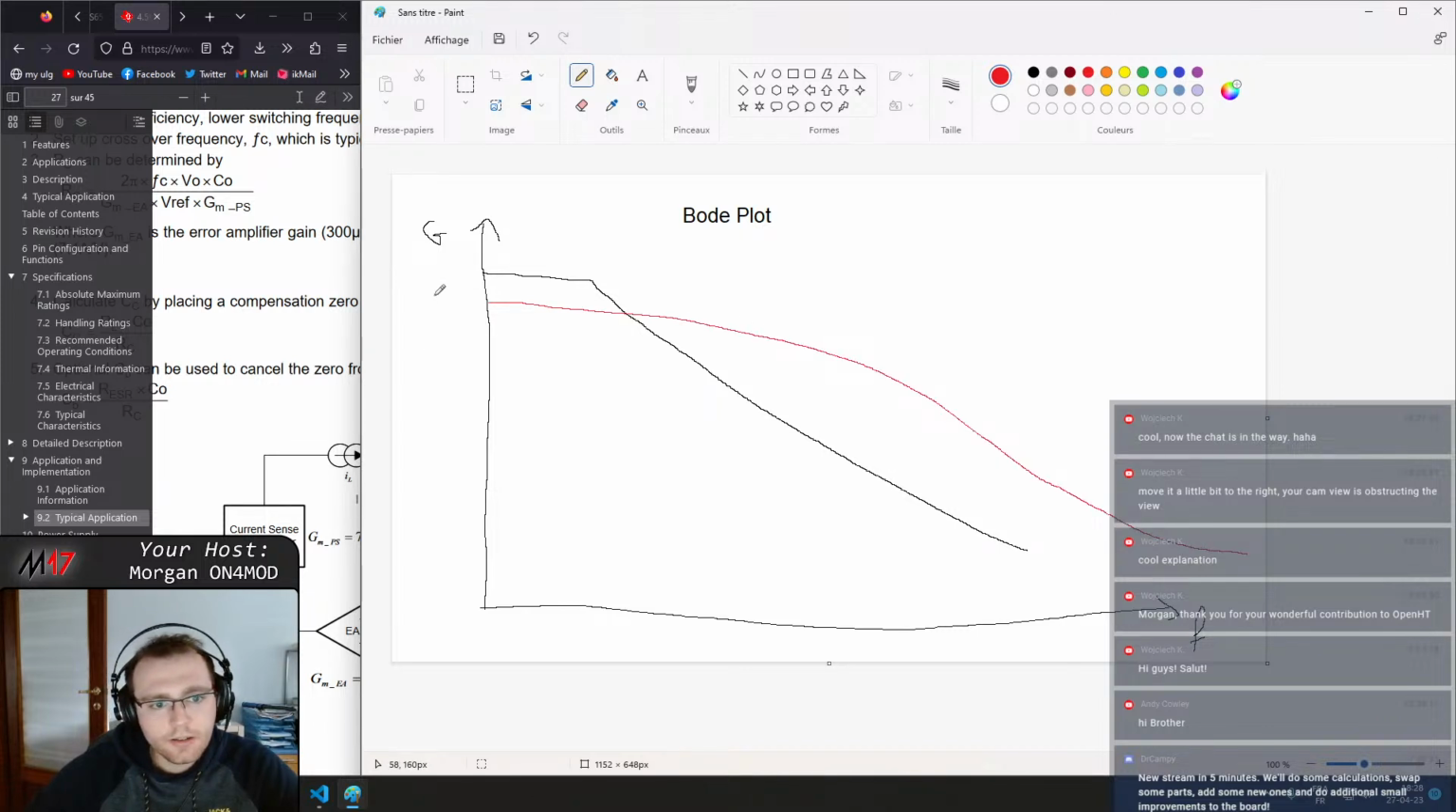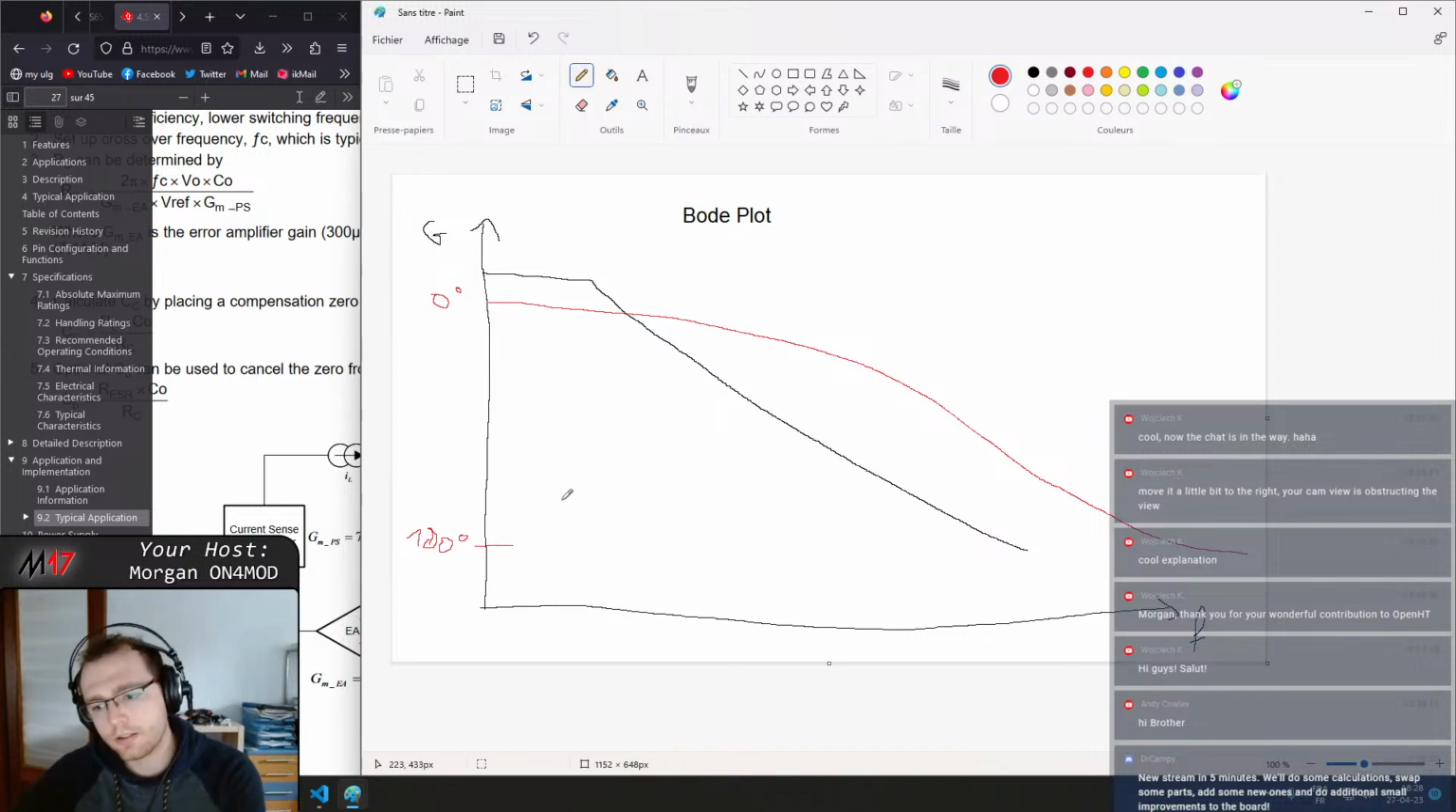So this is gonna be 0, we call the phase in degrees, and then this is gonna be 180. If we fix it at 180, we are perfectly out of phase, so we are basically adding the error to the fix to the error. So we are amplifying the error.